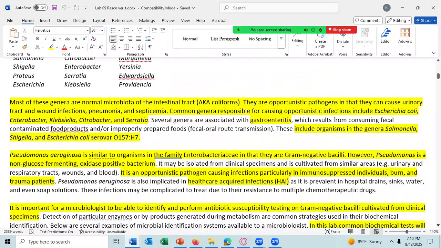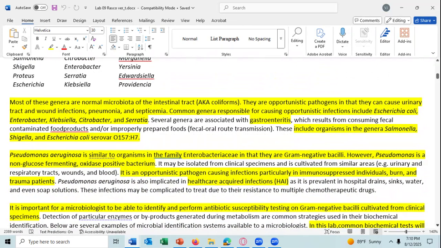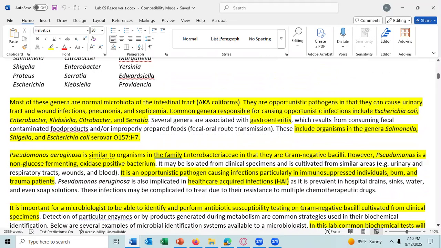Most of the genera are normal microbiota of the intestinal tract of different animals, aka we call them coliforms because you can find them in the intestines or the colon. But they can be opportunistic pathogens in that they cause urinary tract infections, wound infections, pneumonia, septicemia, and a host of other diseases. Some common genera responsible for causing opportunistic infections include E. coli, Enterobacter, Klebsiella, Citrobacter, and Serratia.